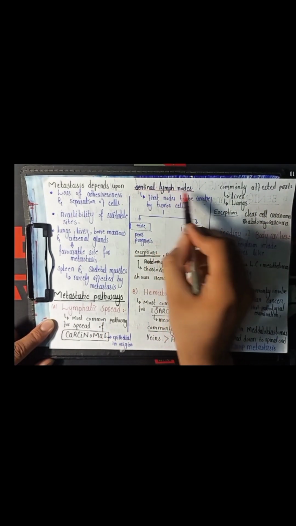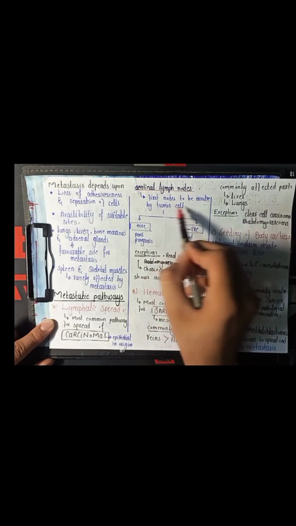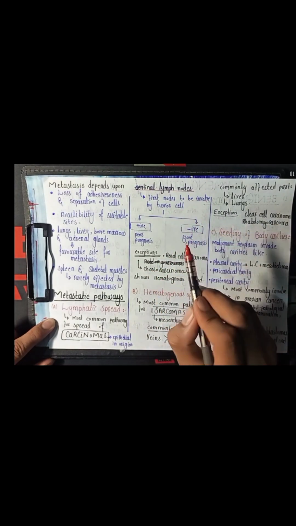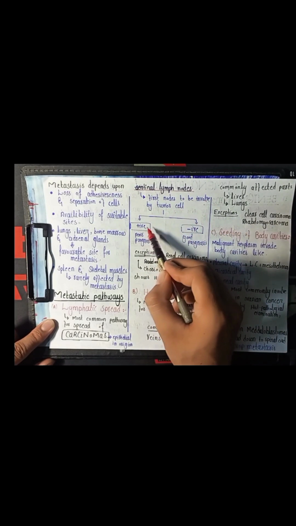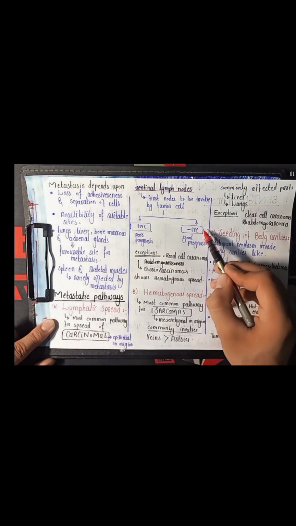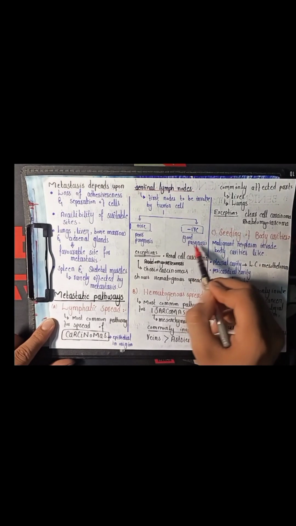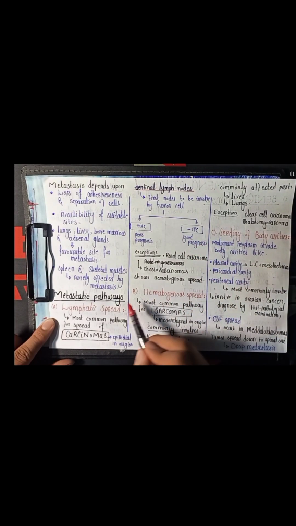Now let's talk about the sentinel lymph nodes. These are the first lymph nodes that are involved by the tumor cells during the process of metastasis. If the sentinel lymph nodes are positive, then the prognosis will be poor. But if they are negative and there is no involvement of the sentinel lymph nodes, then the prognosis will be good.